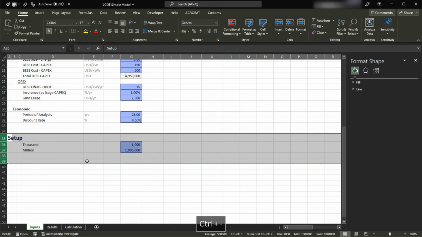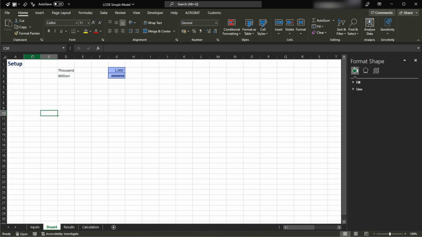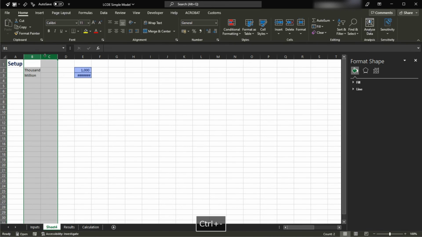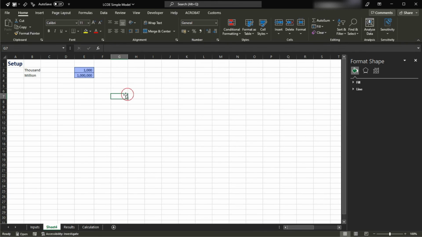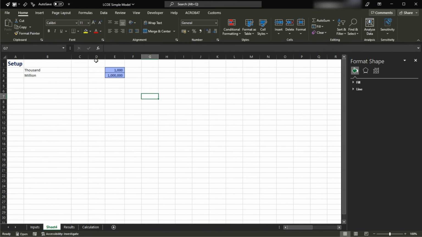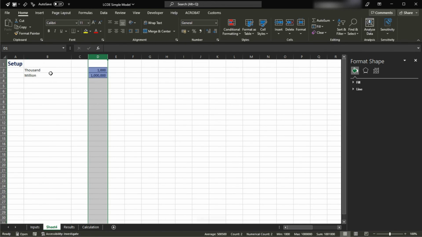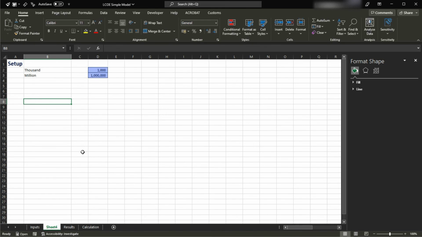I'm going to get rid of these rows. Then we can have a setup. Let me just paste it in here. Again, we don't need this. We can just have these numbers here, and we can make it a bit bigger. We can get rid of this. Yeah, I think that's basically it. Say setup. I'm going to make this one the last one because we don't need to use it too much.